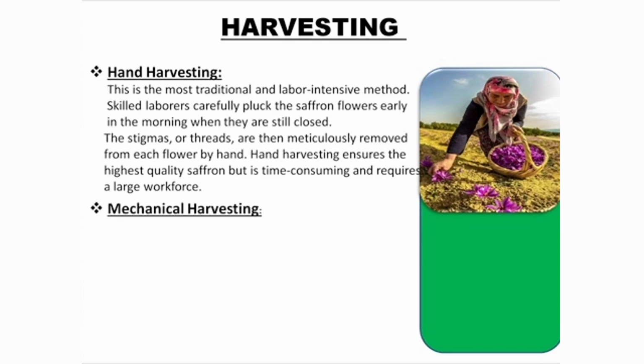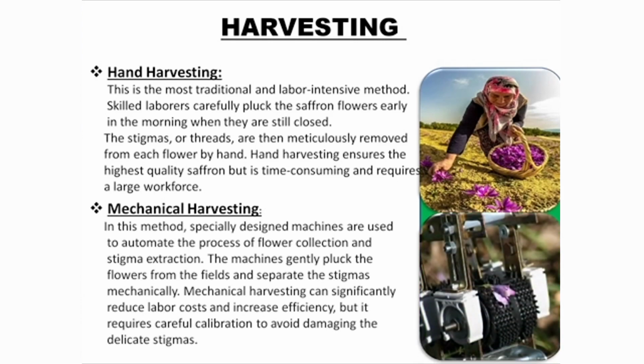The second harvesting method is mechanical harvesting. In this method, specially designed machines are used in the harvesting process, and it is an automated process. The machine gently plucks the flowers from the fields, collects them, and separates the stigma mechanically. Mechanical harvesting has the great advantage that it reduces labor cost and increases efficiency, but it requires careful calibration to avoid damaging the delicate stigma.